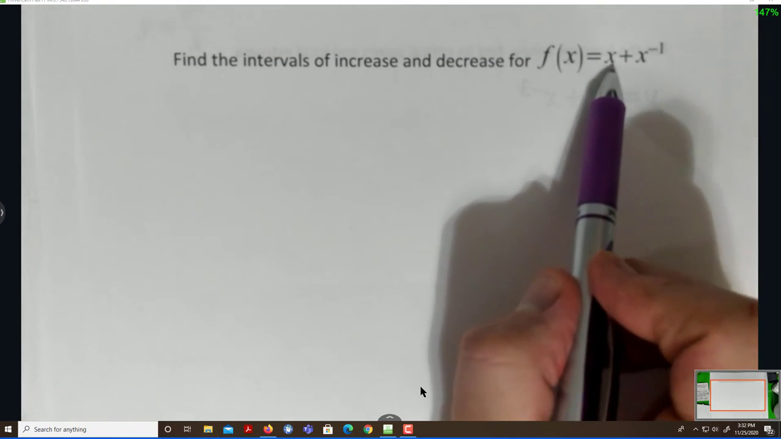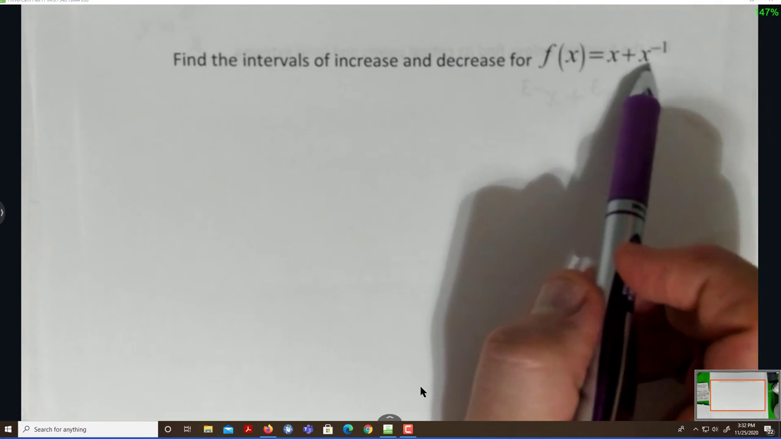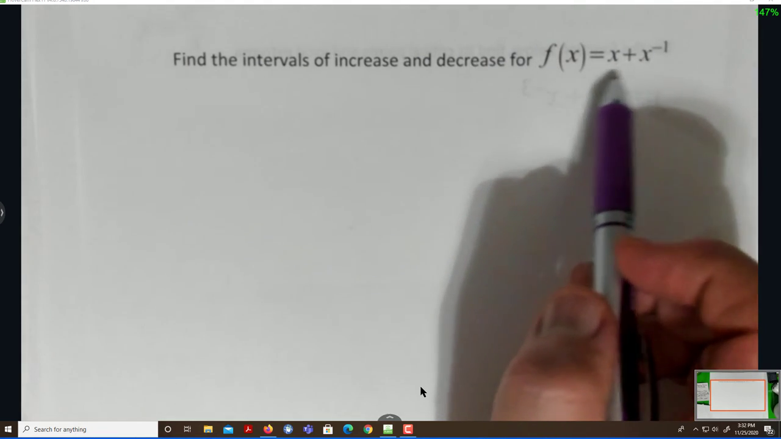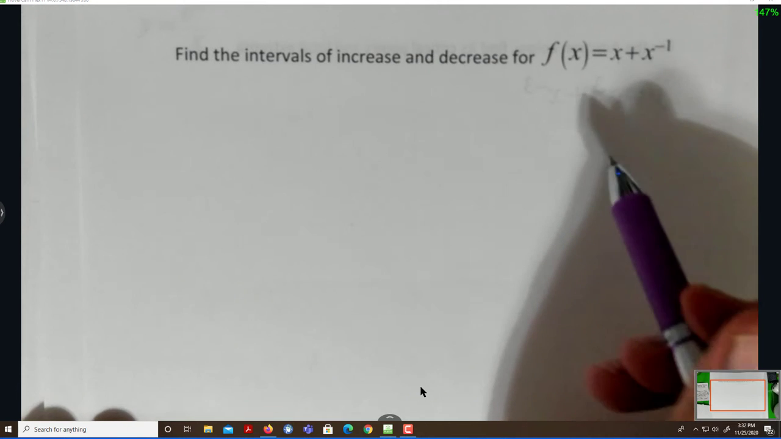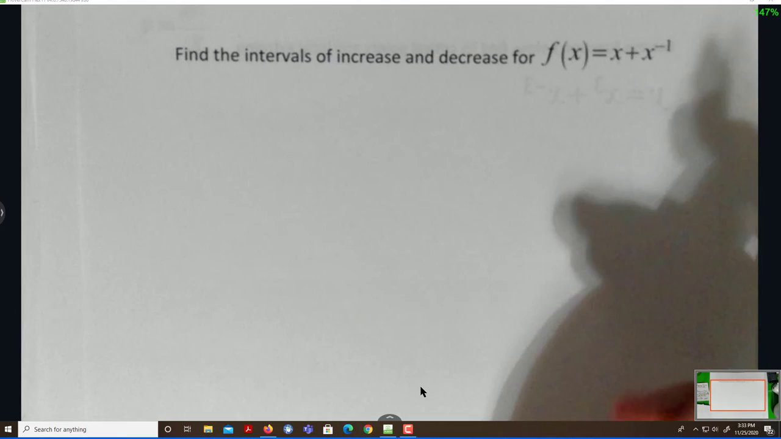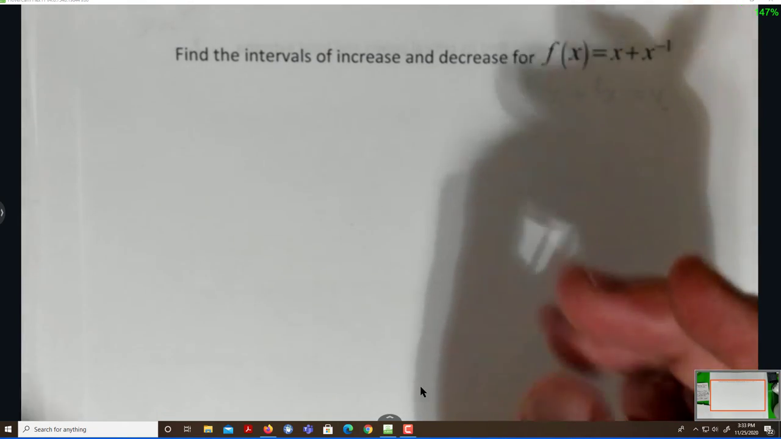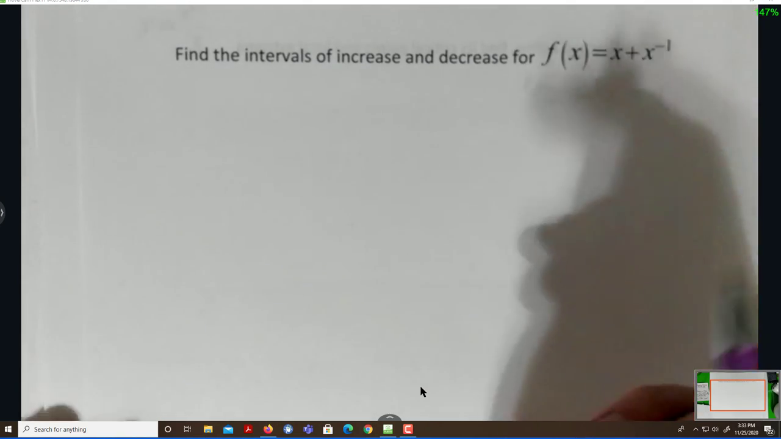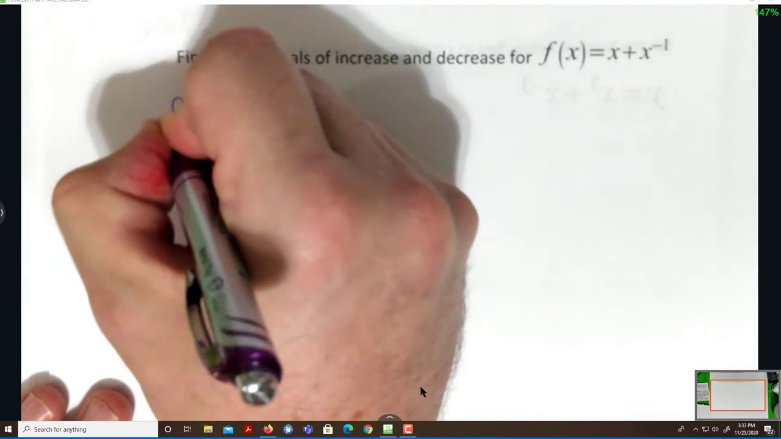Notice this exists for all reals. This exists for all reals but x equals 0. Therefore, the sum of these two functions exists for all reals other than x equals 0. It's a sum of differentiable functions. Therefore, it's differentiable in the common domain of all reals less 0. So I need to find the critical numbers.